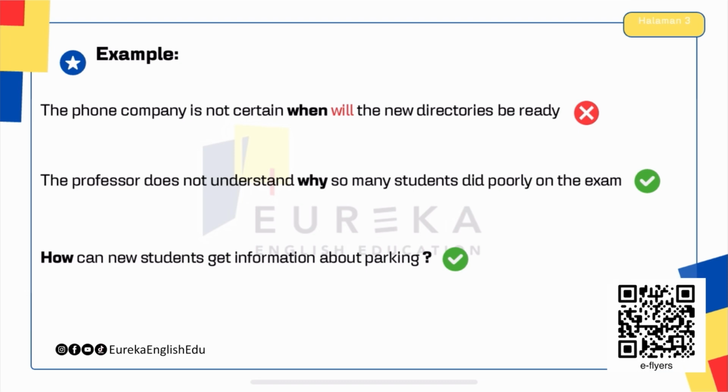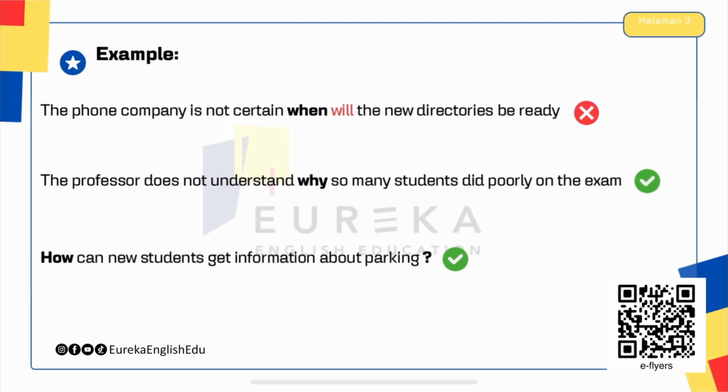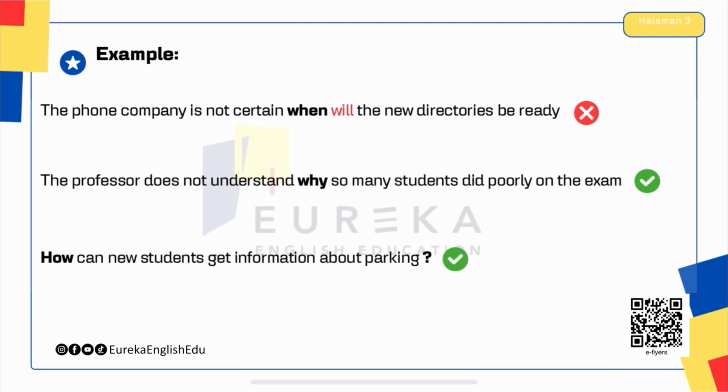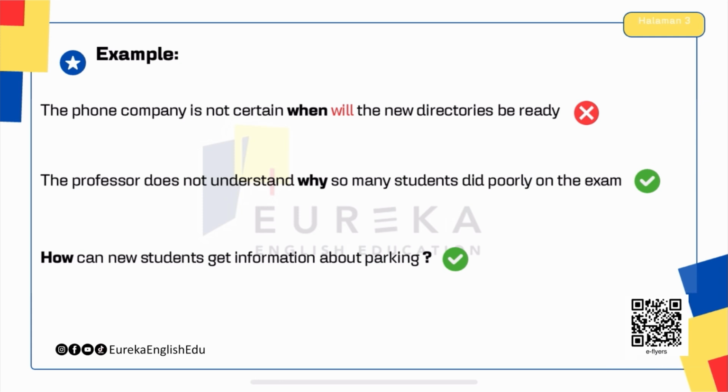And then in the second example, we can see here a correct sentence. The professor does not understand why so many students did poorly on the exam. There is a question word in the middle of the sentence, as we can see. There is a question word why. Because it is located in the middle of the sentence, the function is not to ask a question but to introduce a question. So this is a statement, not a question sentence.